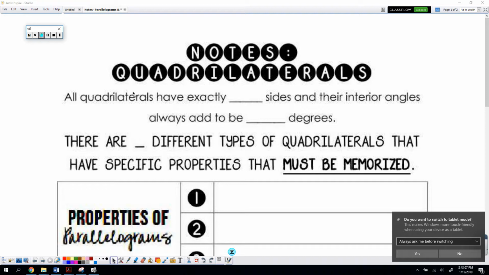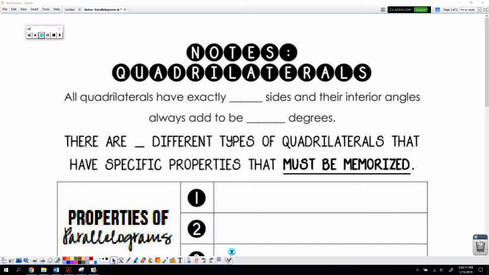All right, we're going to go ahead and get started on the notes on quadrilaterals. Something that we should know as previous knowledge is that all quadrilaterals have exactly 4 sides, and their interior angles always add to be 360 degrees. If you didn't know that, you can draw yourself a picture of any 4-sided figure, like this.